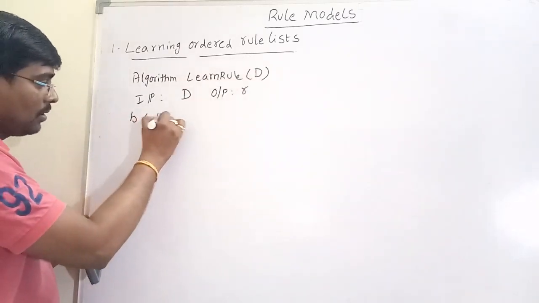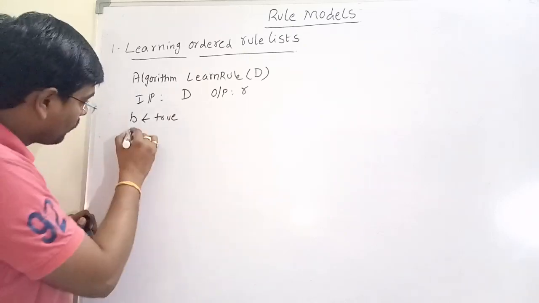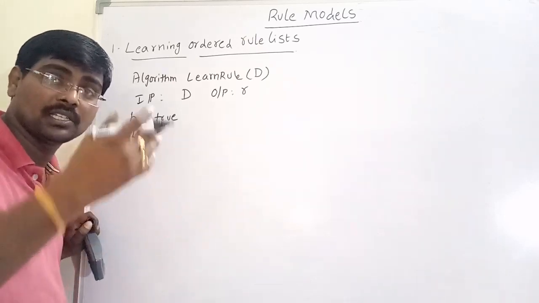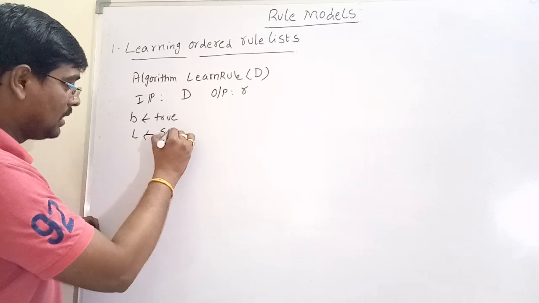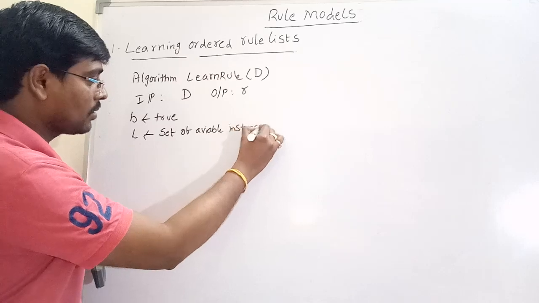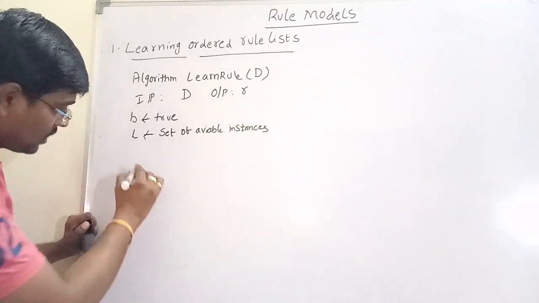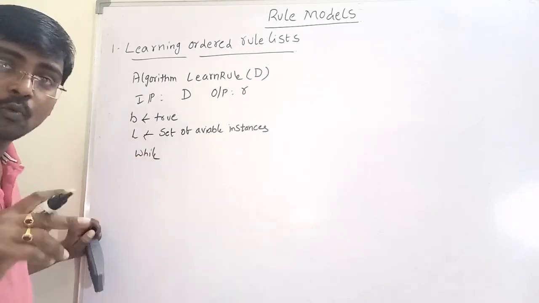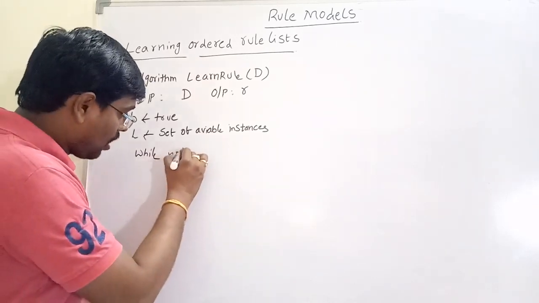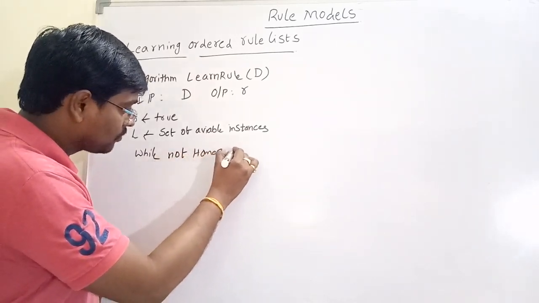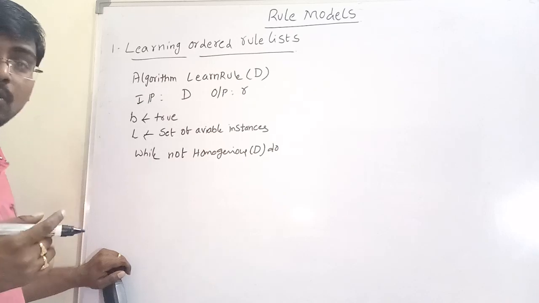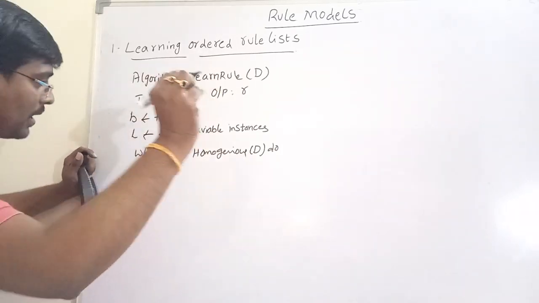Initially I am using a variable B with the value true. Next, L. L is the set of available instances. Step by step we are eliminating some instances. The same procedure is repeated while the data set does not satisfy the homogeneity. While not homogeneous of D, then what we are doing, whenever it satisfies, we have to identify the best literal.